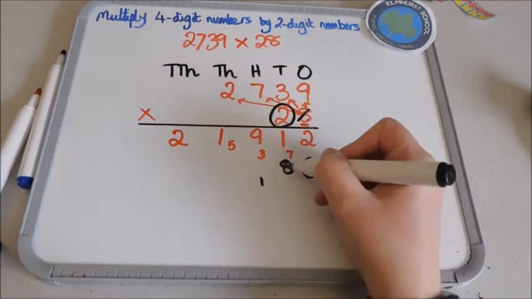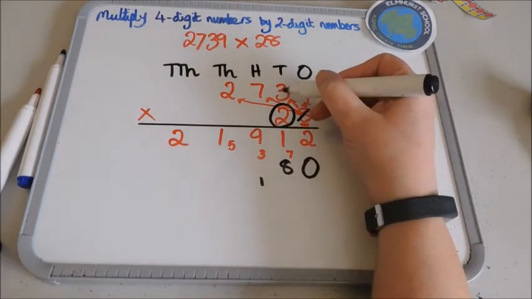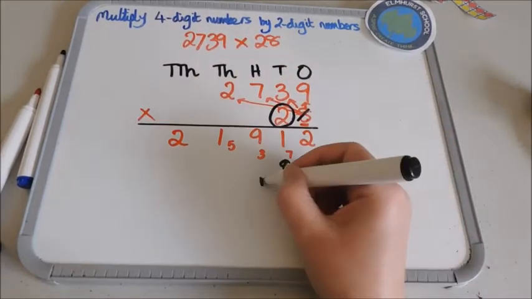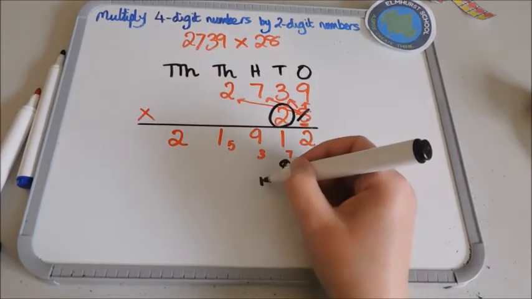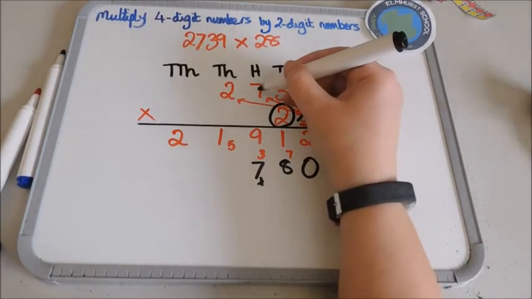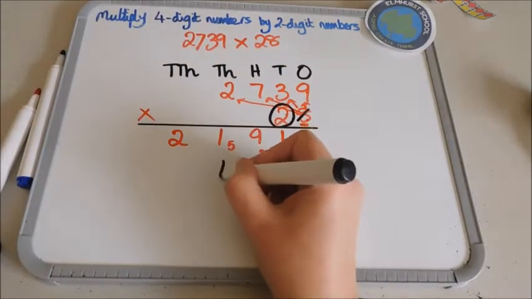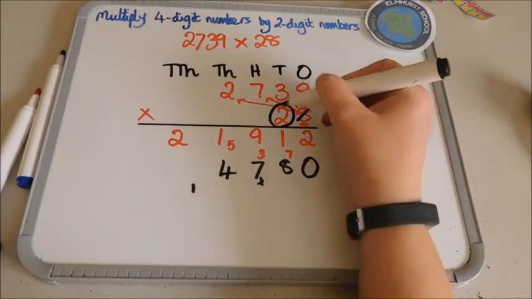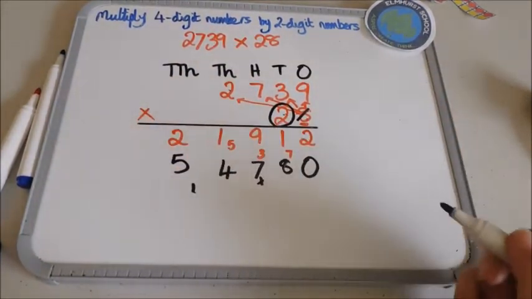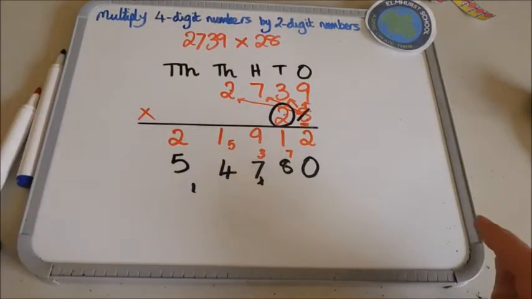2 times 9 is 18. 8 down, carry 1. 2 times 3 is 6. I've got nothing to carry or anything like that, but I do need to add this. So 2 times 3 is 6 plus 1 is 7. 2 times 7 is 14. There's nothing to add on. Okay, so that's 4 down, carry 1. And 2 times 2 is 4 plus 1 is 5. Okay, so this line adds up to 54,780.